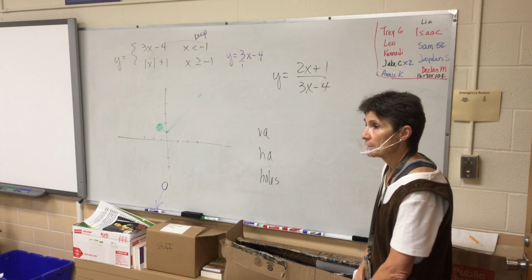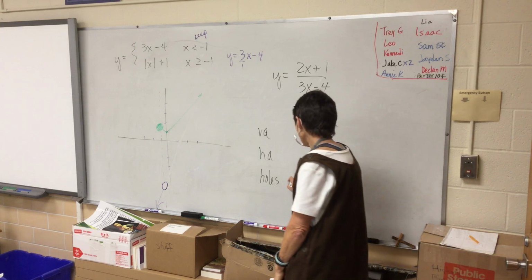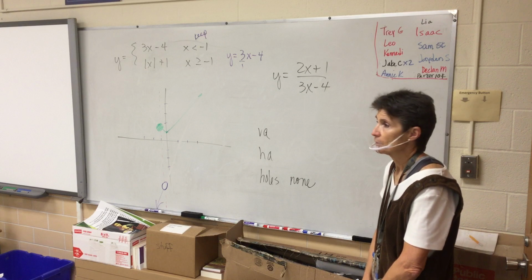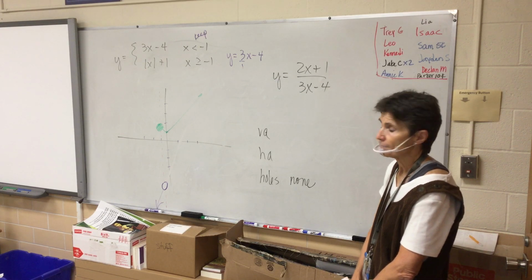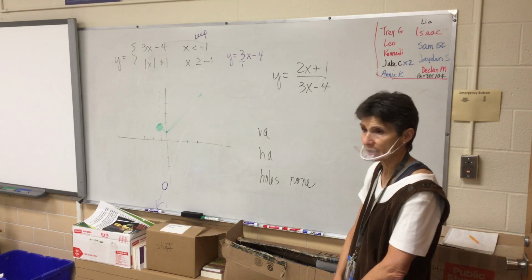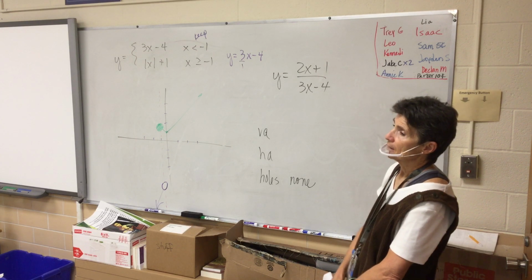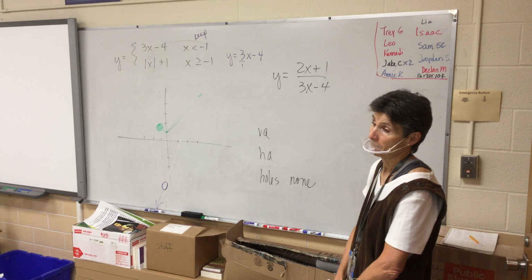There's going to be no holes. How do I know that? No canceling. If you cannot factor and cancel, you're not going to have any holes. All right, that's easy enough. What about asymptotes?